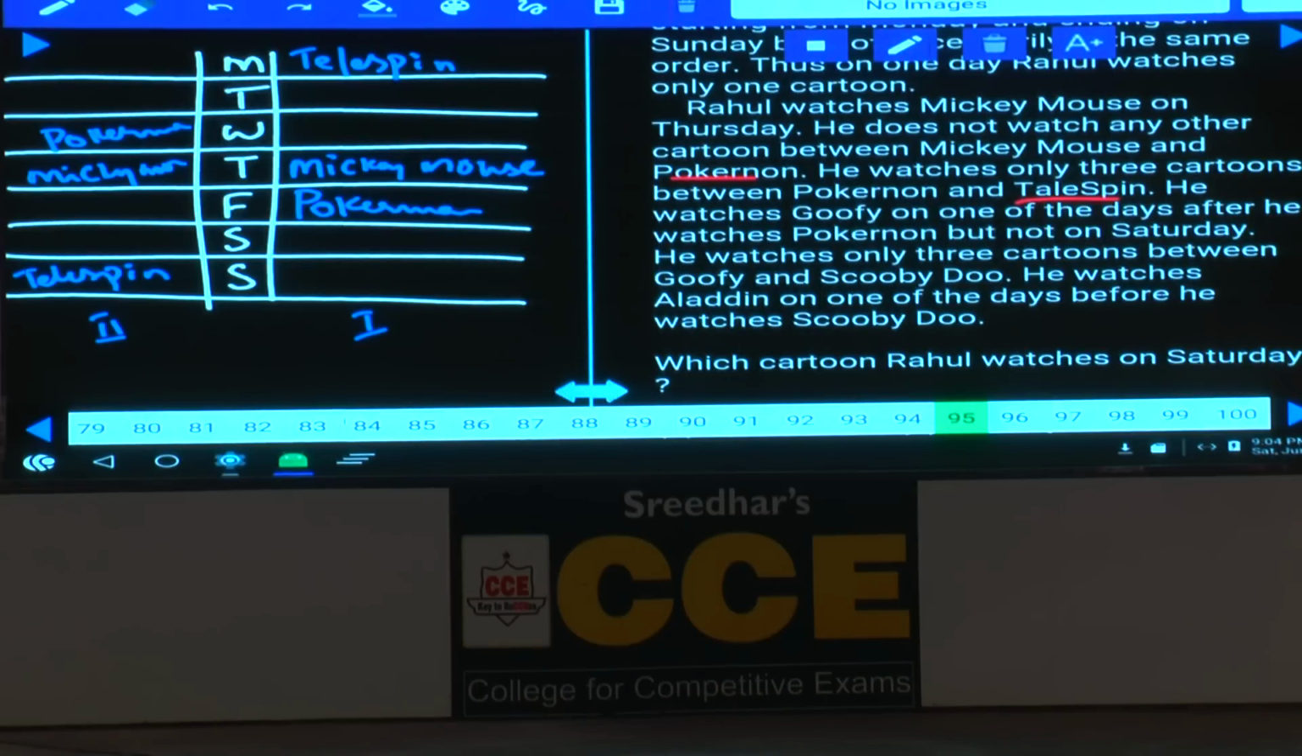Done? And he watches Goofy on one of the days after he watches Pokerman, but not on Saturday. Hence Goofy after Pokerman but not on Saturday, and that must be on Sunday. Goofy after Pokerman but not on Saturday, and in the second case Goofy must be watched on Friday. And he watches only 3 cartoons between Goofy and Scooby-Doo.